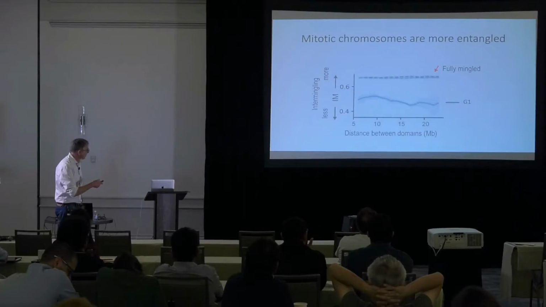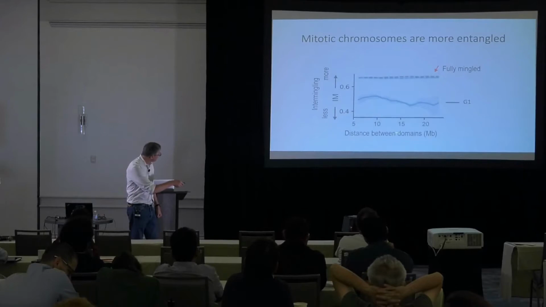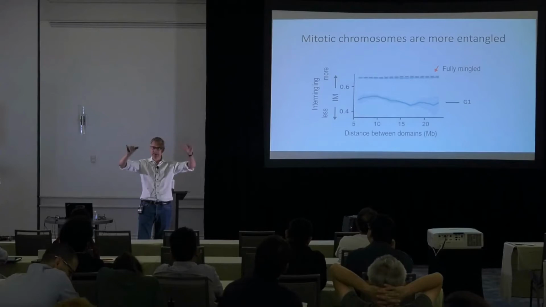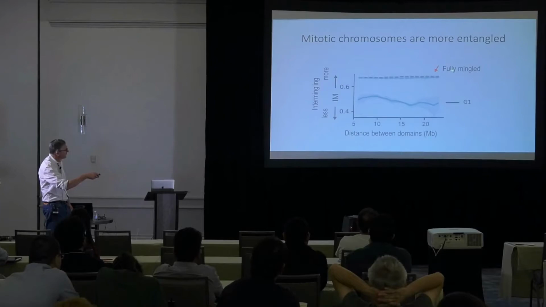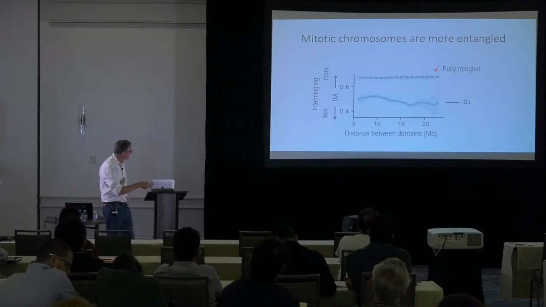So now we look at the data a little bit differently than I showed you before. Now we have this feature of genomic distance between the domains. If we look at domains at different distances along a chromosome, and we look at the cells where they do interact and ask to what extent are the interfaces mingled. This is G1. Intermingling is low, lower than you would expect for a fully mingled state, which is simulated by permutations. So again, this confirms that in G1 cells, there's very little intermingling if you calculate it this way.